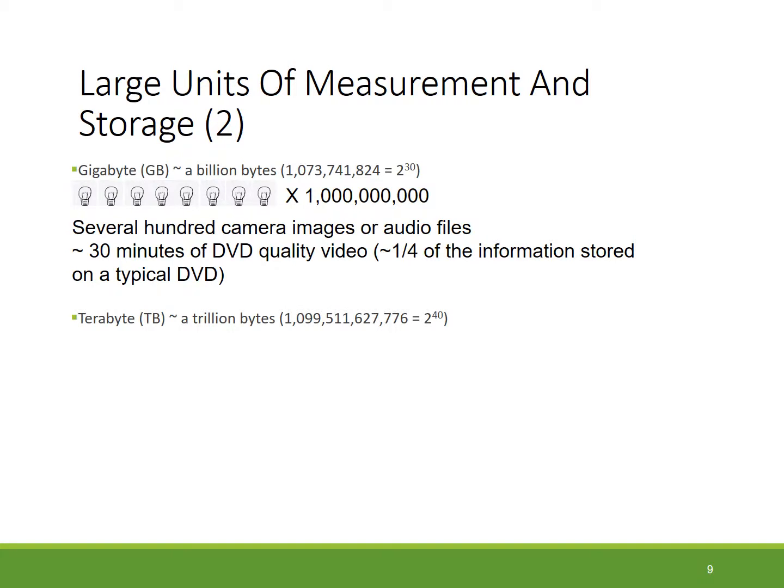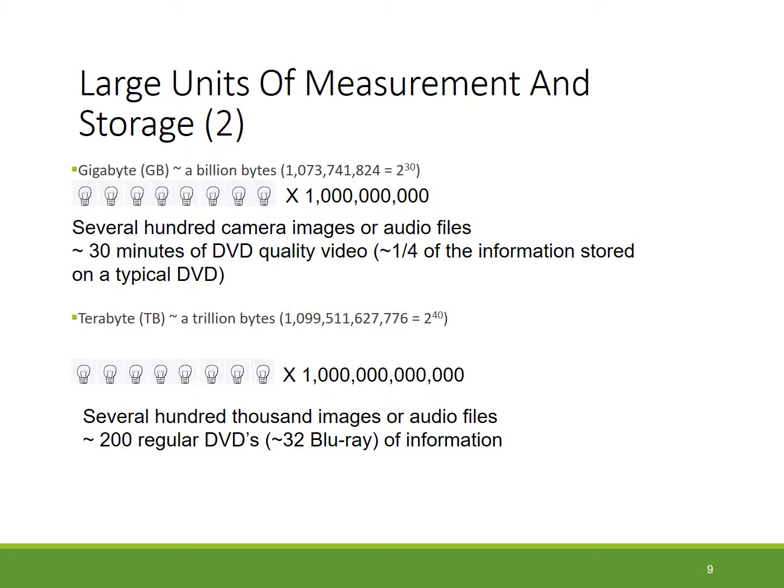A terabyte is 1 trillion bytes. Looking here, it's 1 trillion letters that can be stored. So several 100,000 images or audio files, or 200 DVDs, can be stored in a terabyte. Or if you use higher quality images, for example Blu-ray, roughly 32 Blu-ray videos.